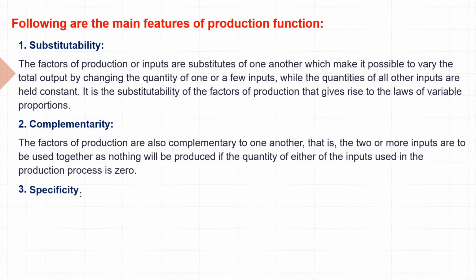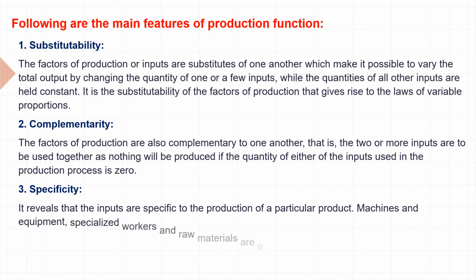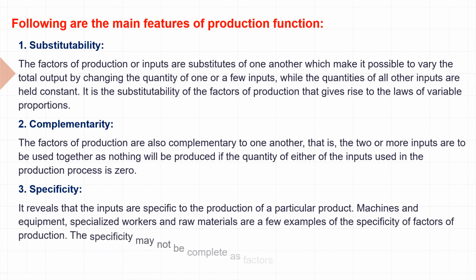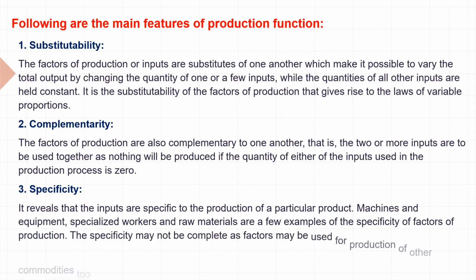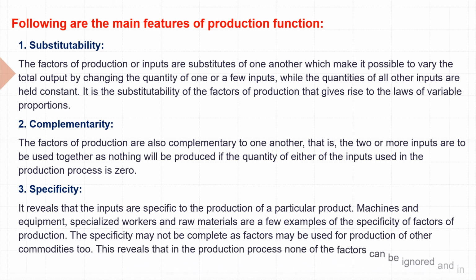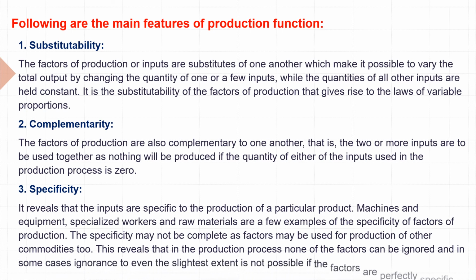Third one, specificity. It reveals that the inputs are specific to the production of a particular product. Machines and equipment, specialized workers, and raw material are a few examples of the specificity of factors of production. The specificity may not be complete, as factors may be used for production of other commodities too. This reveals that in the production process, none of the factors can be ignored, and in some cases, ignorance to even the slightest extent is not possible if the factors are perfectly specific.